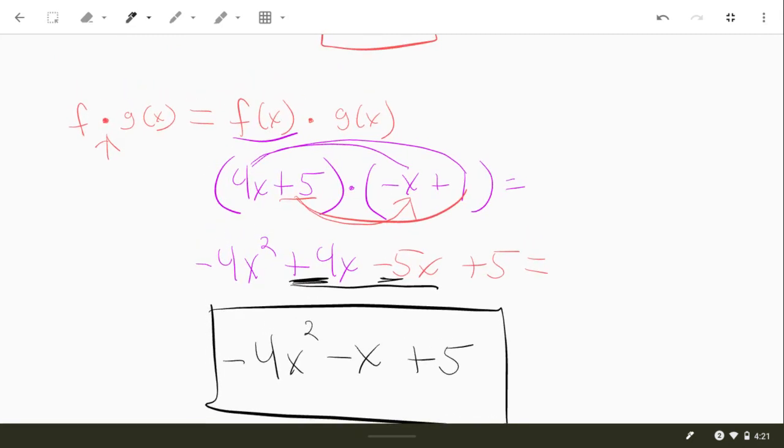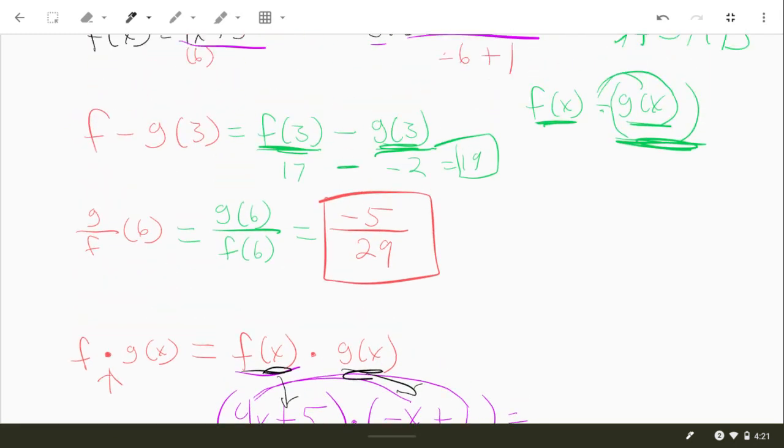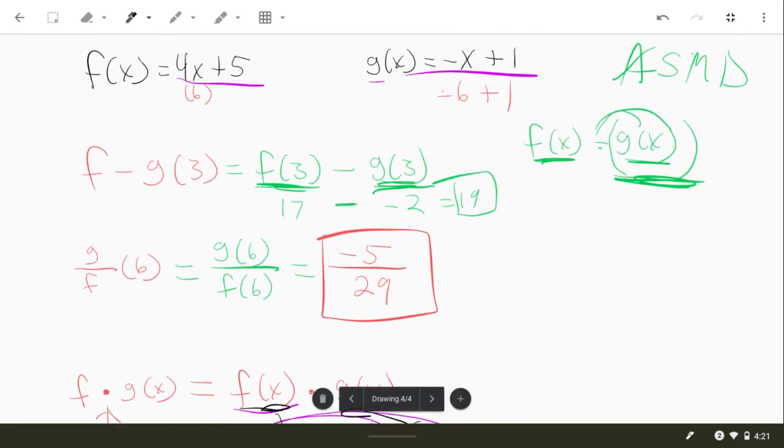All right, so we rewrote it as f of x times g of x. We made our little substitution like that, and then we multiplied it and simplified it like we've been doing since the beginning of the year.